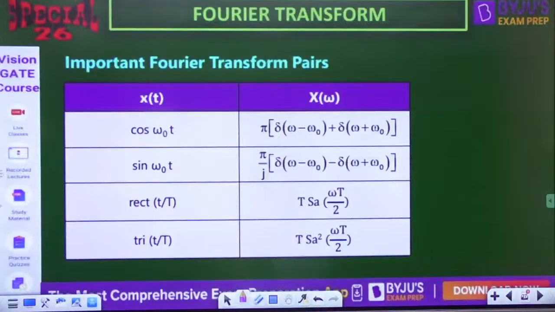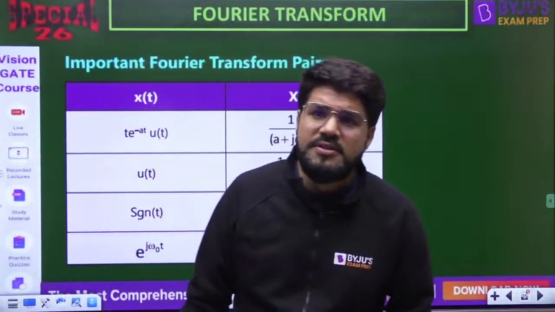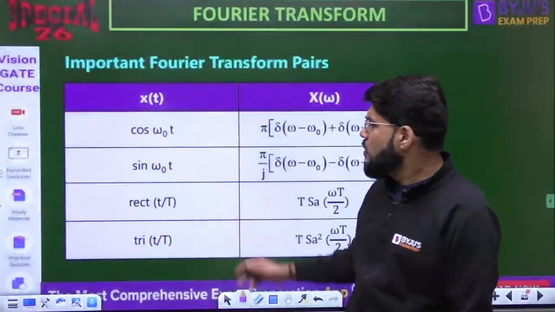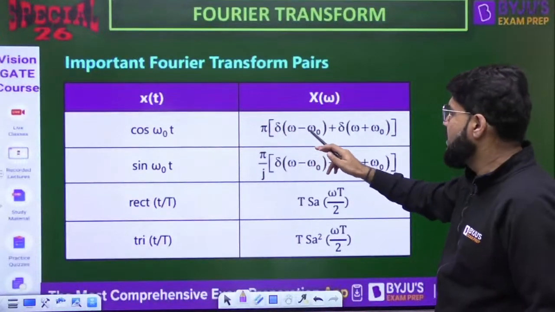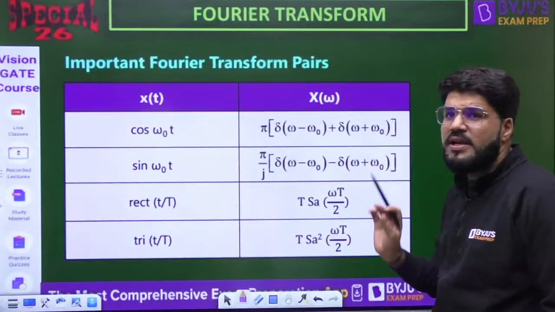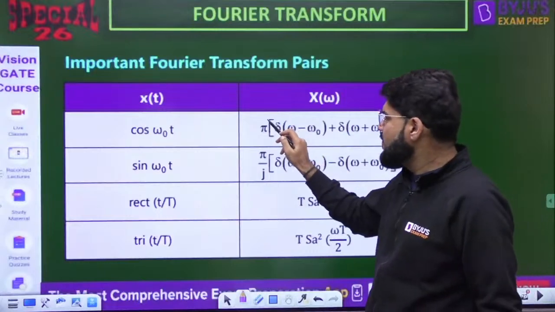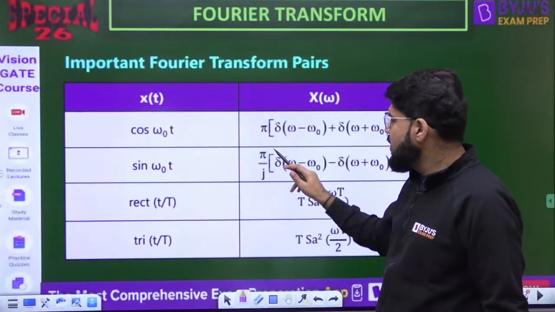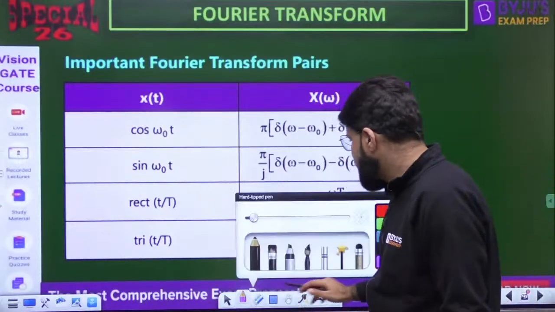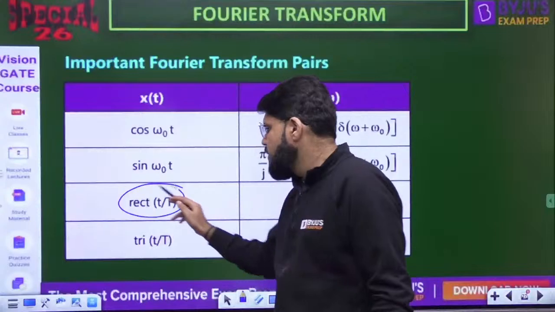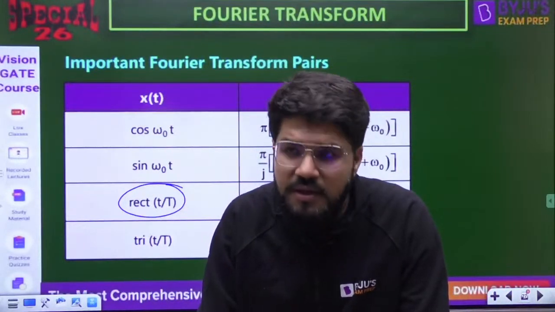Next, cos ω₀t has the Fourier transform. Once you know e^(jω₀t), you can derive for sinusoids, sin and cos both. Using this e^(jω₀t), we get the Fourier transform of cos ω₀t as π[δ(ω-ω₀) + δ(ω+ω₀)]. It only contains two impulses at the fundamental frequencies, at ω₀ and -ω₀, and the area of each impulse is equal to π. For sin ω₀t, it turns out to be (π/j)[δ(ω-ω₀) - δ(ω+ω₀)]. Now, the next very important case is the rect. Lots of questions you can expect based on the rect signal.